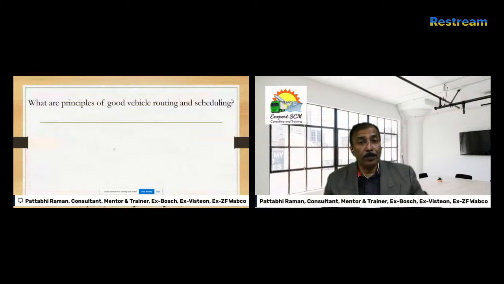So, the title for today's session is: what are the principles of good vehicle routing and scheduling? Assume hundreds of vehicles are required, both inbound and outbound, but here our focus is on outbound. Possibly you are delivering and also picking up some consignment from the vendor. That should be the ideal case.